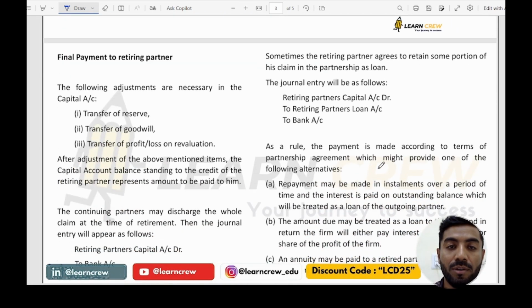Then, final payment to the returning partner. So this is a very important topic here. When the partner is returning, what all payments to the existing partner does the firm have to make?